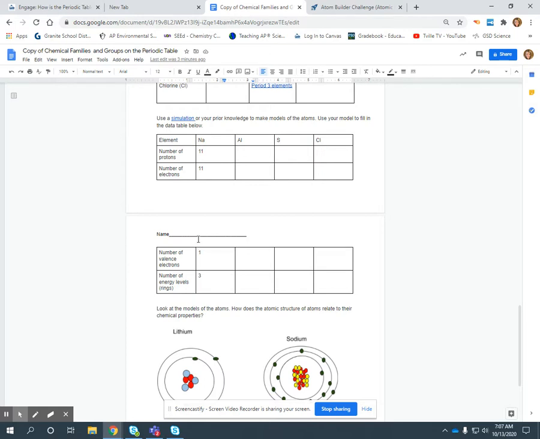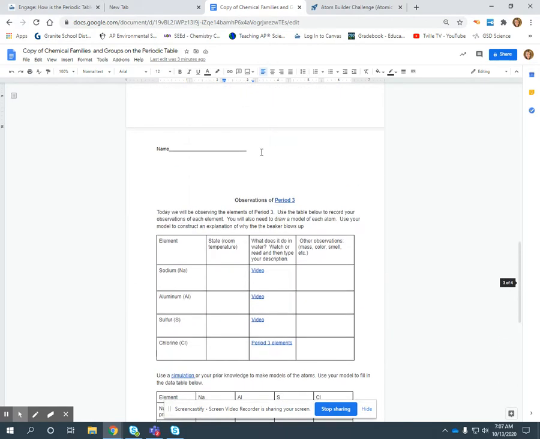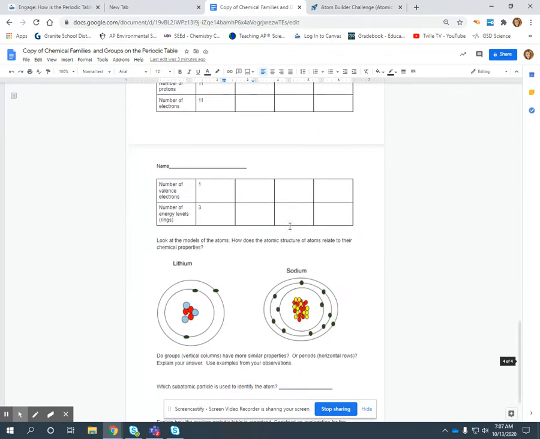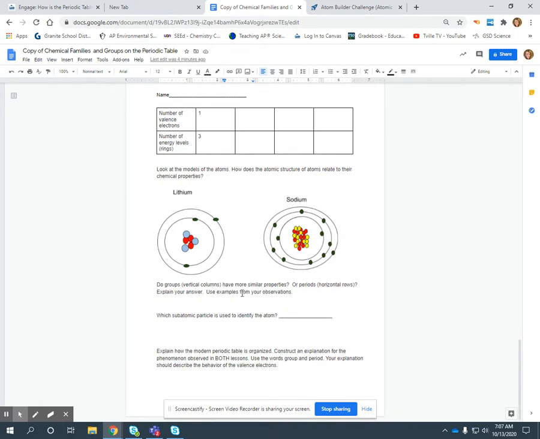So I will attach to my email message a periodic table, or you guys can use one online in another browser, whatever's easiest for you. So fill in this second table about the period 3 elements. Then there are 1, 2, 3, 4 questions that you guys need to answer at the end of this Google Doc.